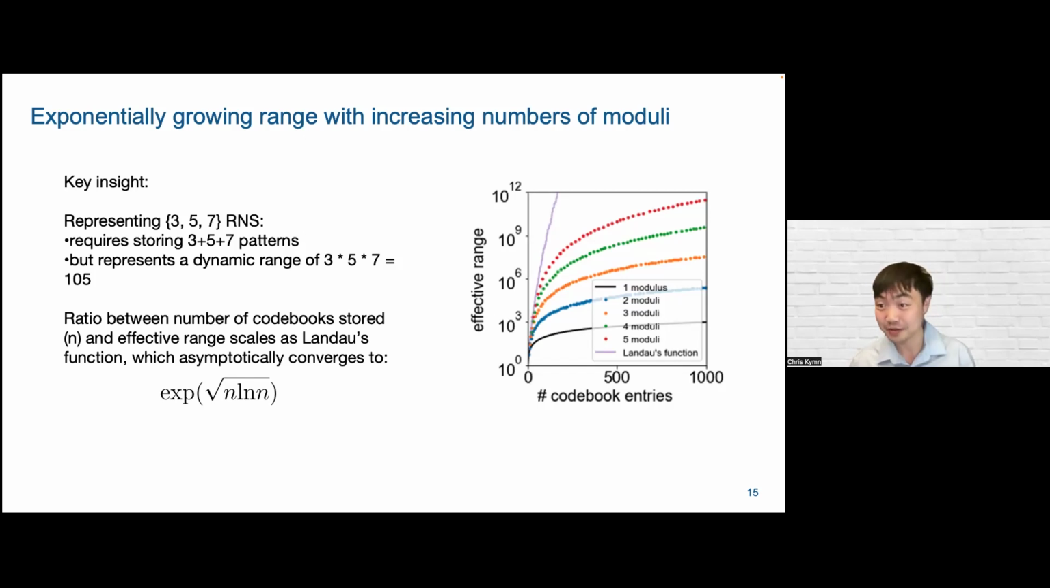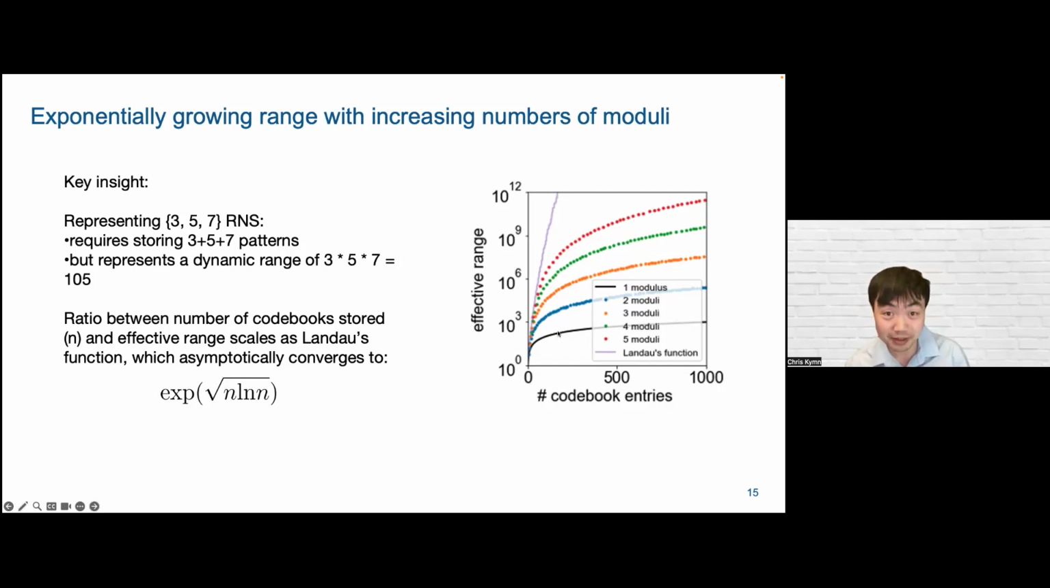And because it's equivalent to that problem, you can show that its solution will also be equivalent, and that it scales as what's known as Landau's function, which asymptotically converges to exponential of square root of n log n. So the important takeaway here is that it's better scaling in terms of the number of codebooks that you store than any kind of polynomial combination will give you.